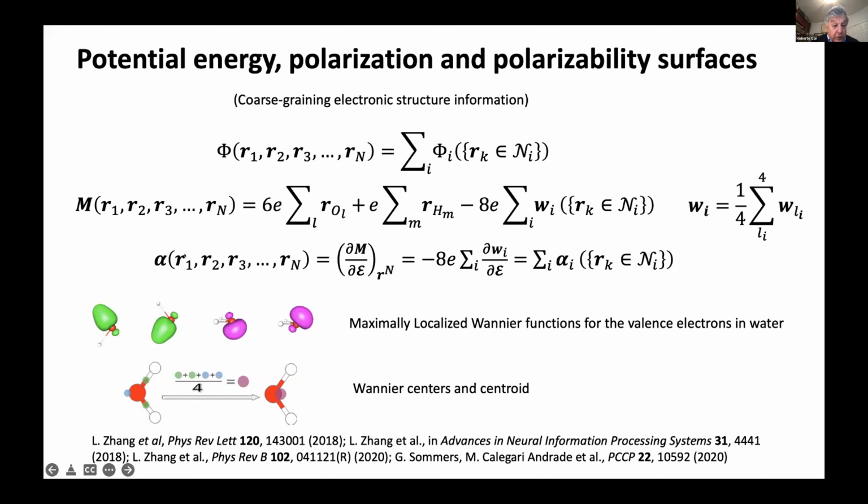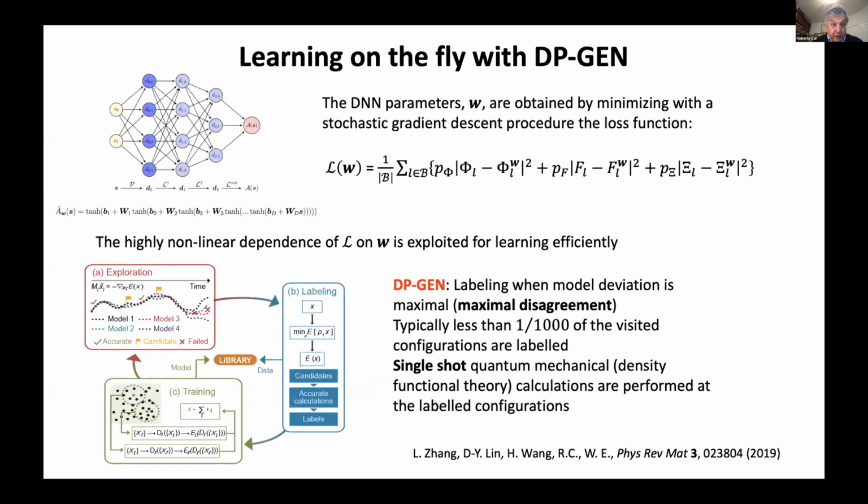And we can also define the polarizability surface, which is just given by the derivative of the polarization with respect to an infinitesimal electric field, keeping fixed the position of the ions. So this is given by this formula. And in this case, since we have this derivative of this function with respect to a vector, these polarizabilities are tensors. And again, this tensor property can be represented by a deep neural network. So that's the kind of quantities that can be represented in the deep potential method.